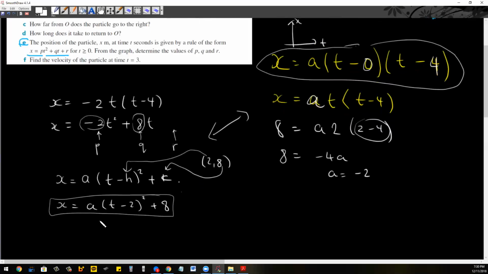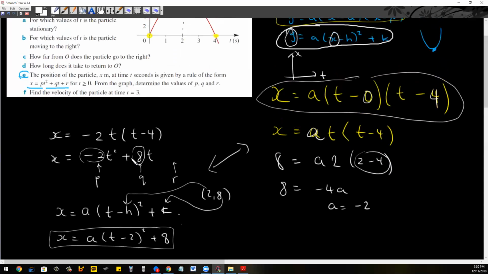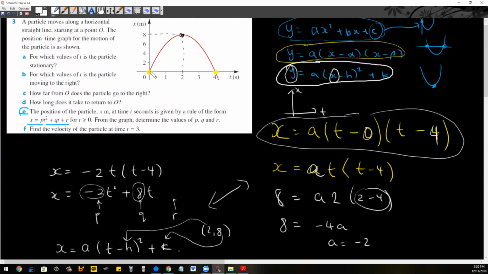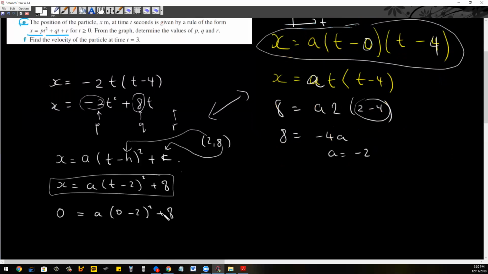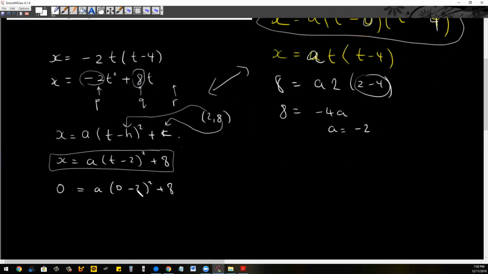Yeah, it does. Okay. So I'm going to plug in 0, 0 into this vertex form. So this is 0 here, a, and then 0 minus 2 squared plus 8, because it goes through the 0, 0. And then 0 equals a times 4 plus 8, so therefore a equals minus 2 as well. So plug that in, then you get the equation x is equal to minus 2 times (t minus 2) squared plus 8, right? And then if you expand this one out, you get the same thing.